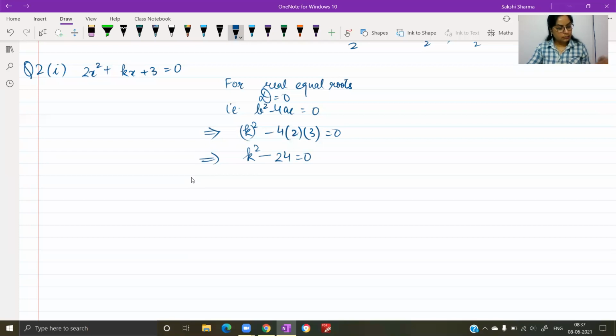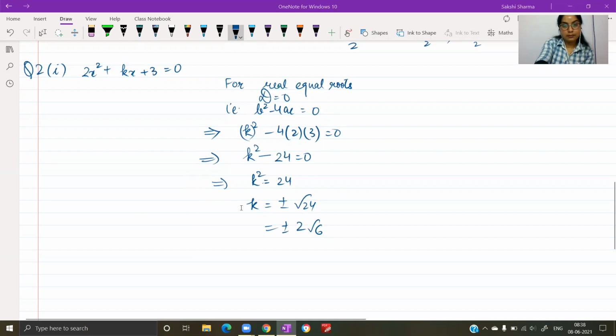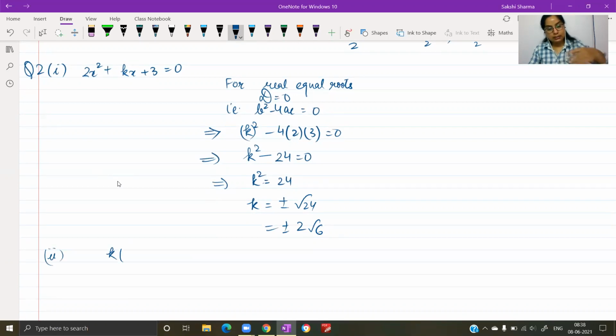So value for k comes out to be positive negative 2 root 6. k square equals 24. k equals positive negative square root of 24, positive negative twice root 6. Second part, we have kx into x minus 2 plus 6 equals to 0.